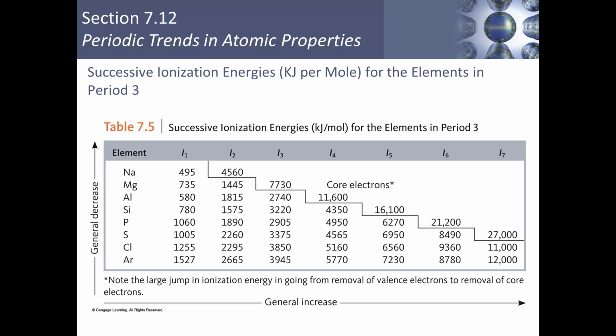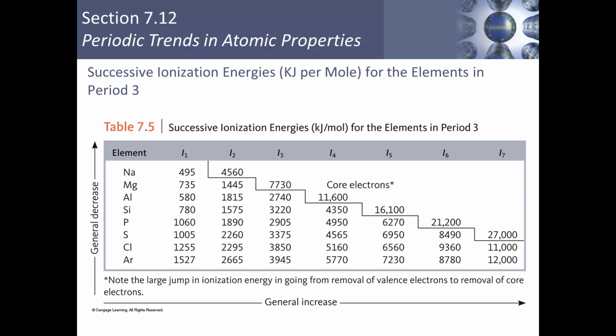Again, we see a big jump in ionization energy in going from the first to the second ionization energy for sodium, because the first ionization energy for sodium is removing a valence electron. In the second ionization energy, we're removing a core electron, which is much more difficult to remove.